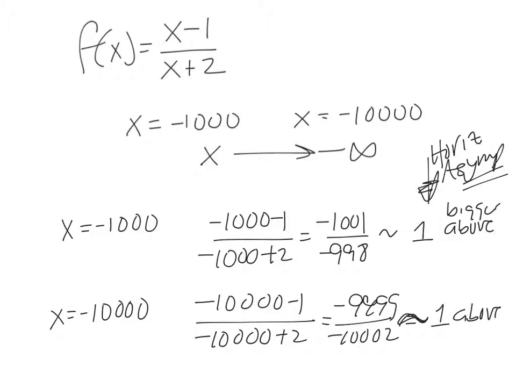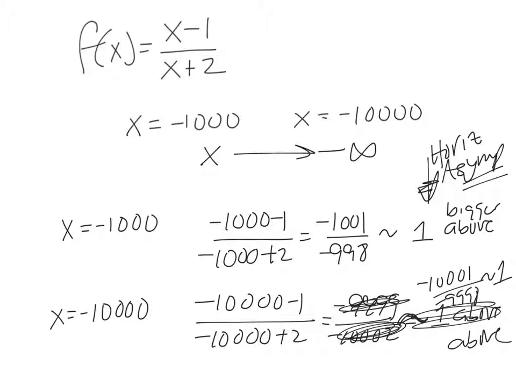Okay? Did I do my math wrong? I have a different negative 10,001. Let's erase that. Sorry, doing a different problem here. Negative 10,001 over negative 9,998, which is approximately 1, and it's from above. Okay, thank you, because you're slightly above 1.